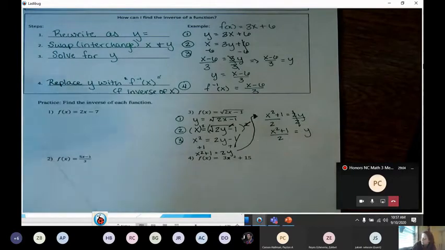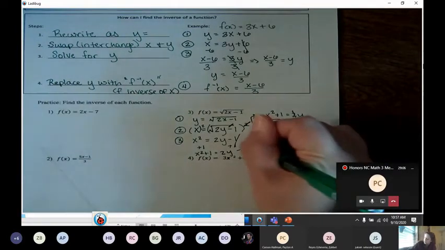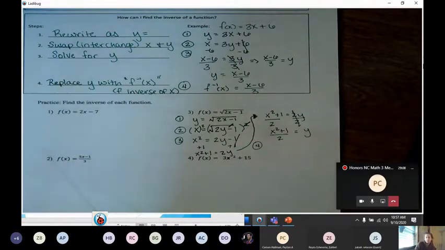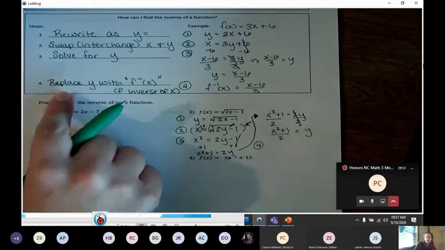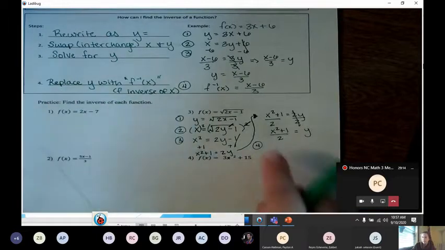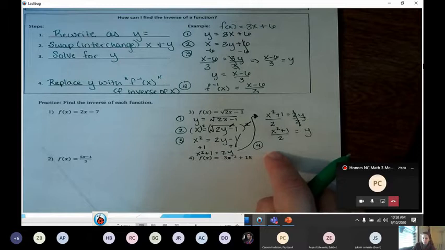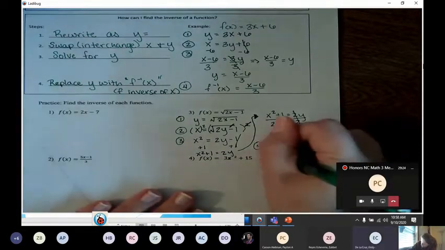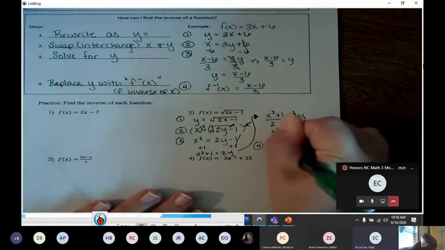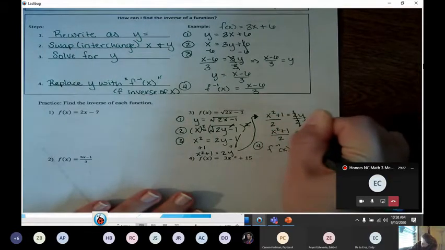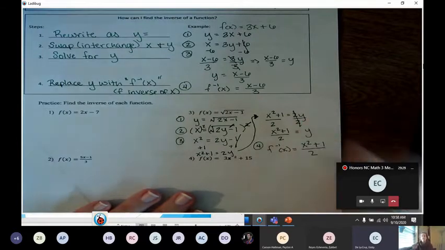And Eddie, are you there? Yes. All right, so what's the very last step? It says replace y with f inverse of x. What am I going to write right here? F inverse of x equals x squared plus 1 divided by 2. Perfect. Thank you so much.